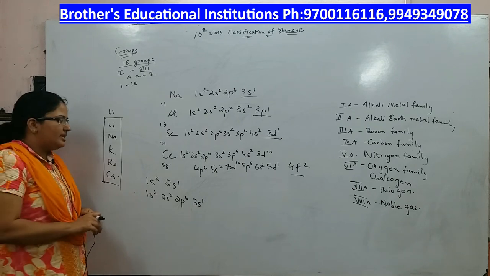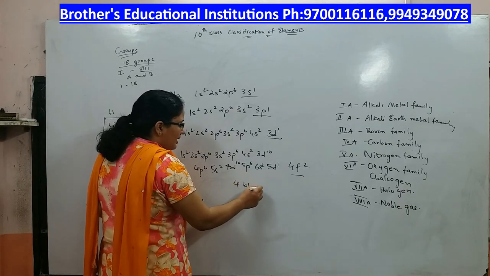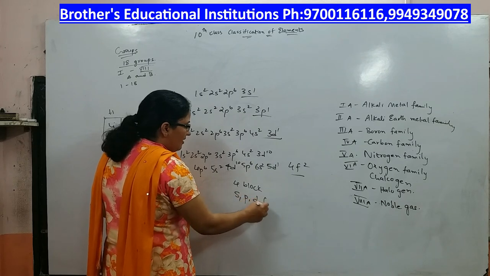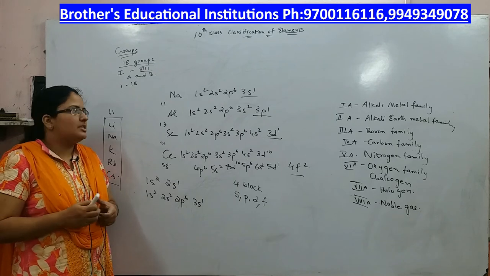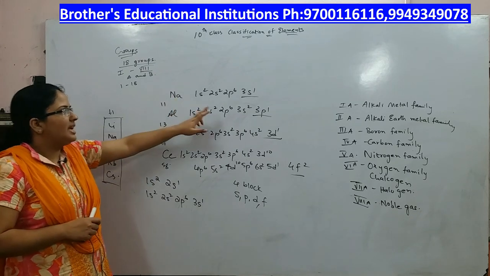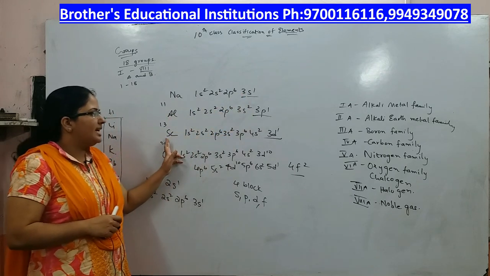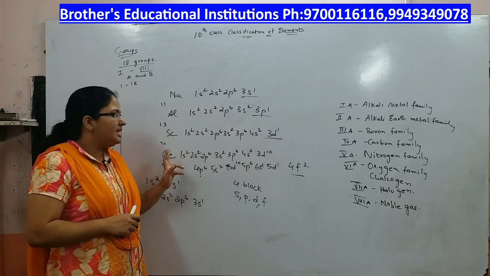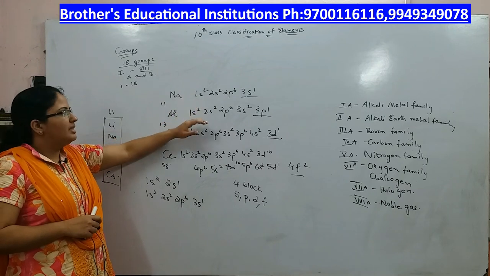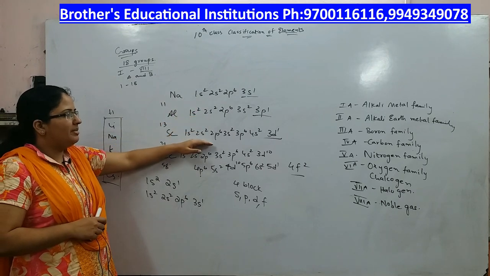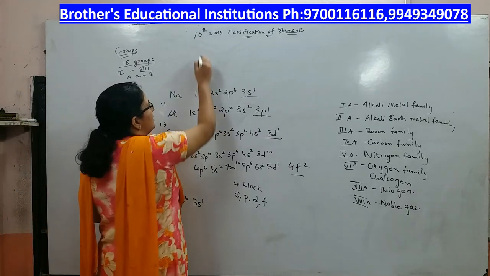Now the entire periodic table is divided into 4 blocks, that is S, P, D, F blocks, depending upon where the last electron is present. For example, if you take sodium, the last electron is in S. If you take aluminium, the last electron is in P. If you take scandium, the last electron is in D. If you take cesium, the last electron is in F. So sodium belongs to S block, aluminium belongs to P block, scandium belongs to D block, cesium belongs to F block. Like this you have blocks.